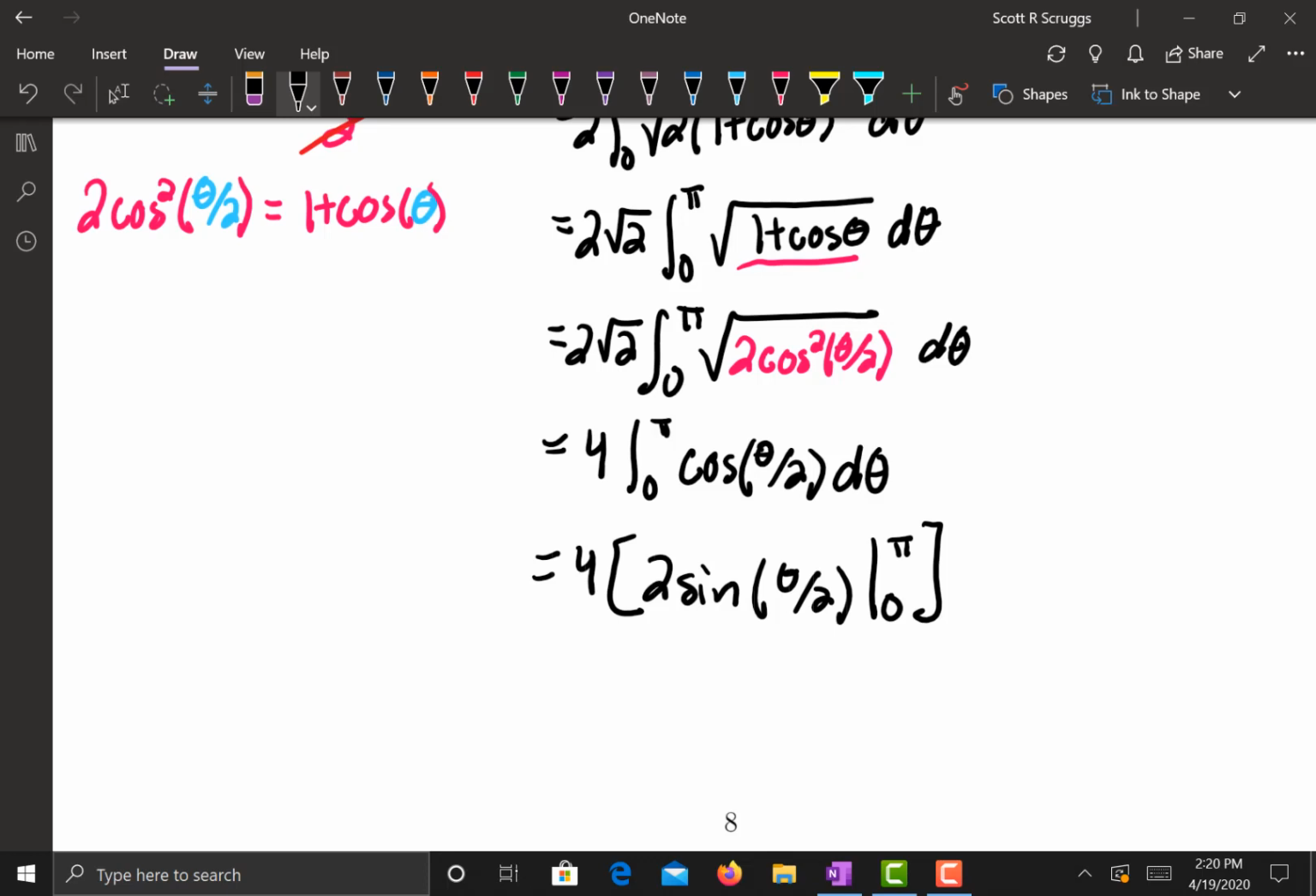Sine of pi over 2 is 1. So I get 2 multiplied by 2 for evaluating at the upper limit. And sine of 0 is 0, so at the lower limit I just have a 0. Meaning my entire arc length for that cardioid over 1 rotation equals 8 for our arc length.